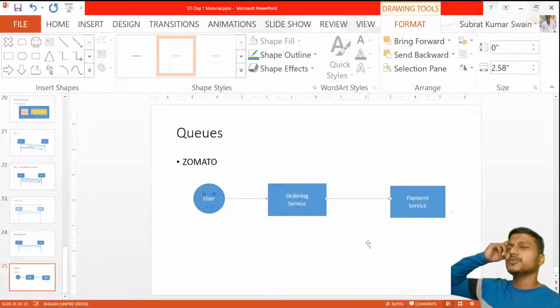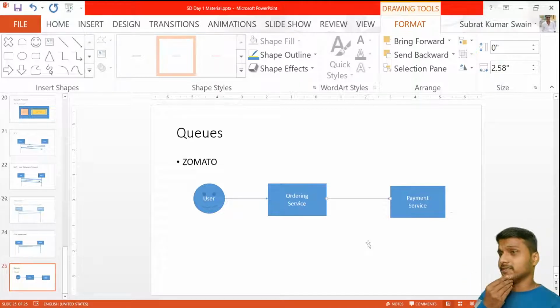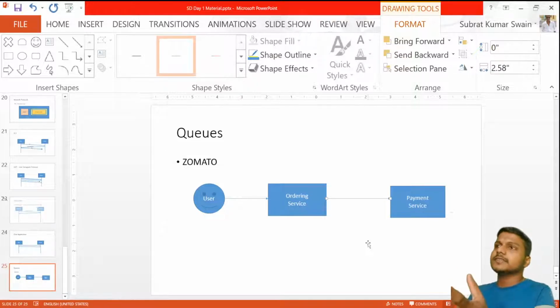Maybe Zomato is using some payment gateway. There are a lot of payment gateway services, maybe CC Avenue, maybe Razorpay, and lots of others. Anyway, normally, if I am the only user ordering biryani, it's very simple for the ordering service. It will take my order, calculate the bill, and request the payment service: yes, this is the payment you have to make, please process this payment.